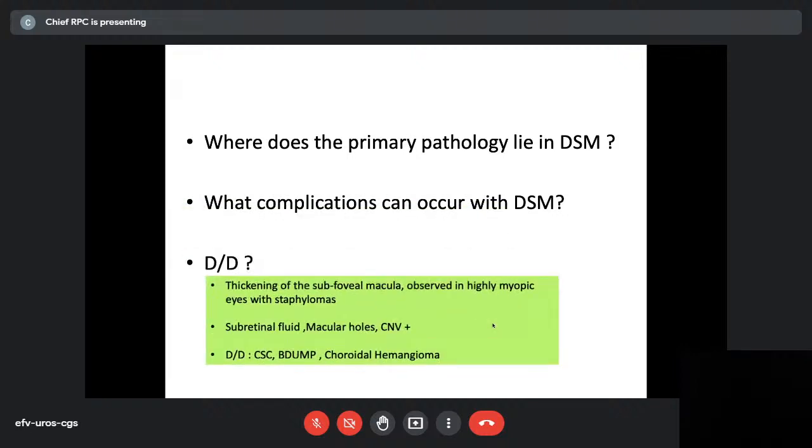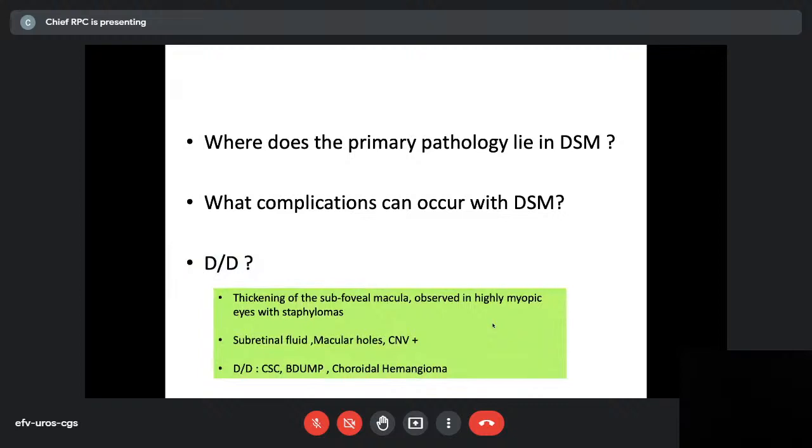Differential diagnosis: it's a thickening of the subfoveal macula. It's usually seen in patients with high myopia and staphylomas. You could rarely have subretinal fluid, macular holes or a CNV. Differential diagnosis, central serous chorioretinopathy.